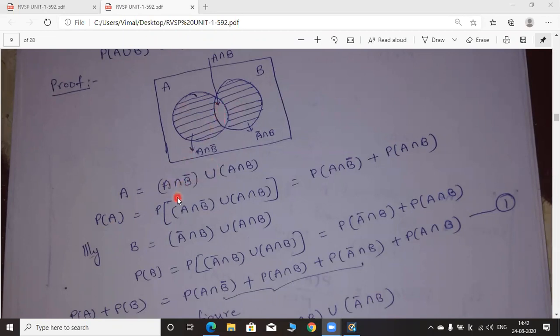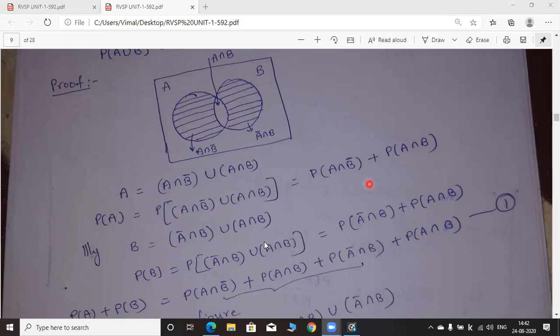So A intersection B bar union A intersection B. The first shaded portion and this common portion are combined here. So that is A, which indicates the first circle. You have to apply probability on both sides. After applying probability, you can add the terms. Probability of A intersection B bar, that means probability of the first term, plus probability of the second term.